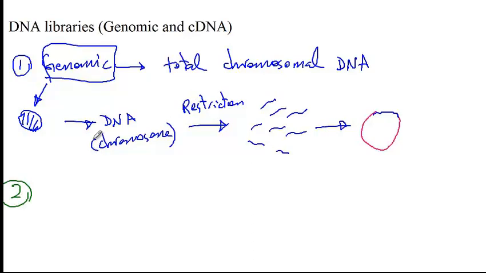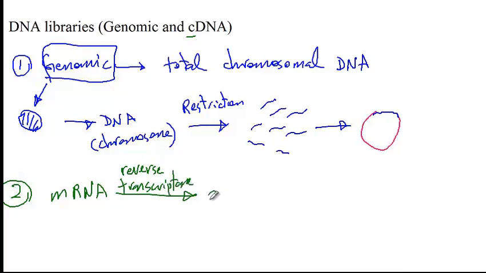So next we have the cDNA library. Can you tell me what cDNA is? So actually cDNA stands for complementary DNA. So once we obtain mRNA, we purify mRNA from a cell. Using the reverse transcriptase enzyme, we create DNA. This is called complementary DNA.